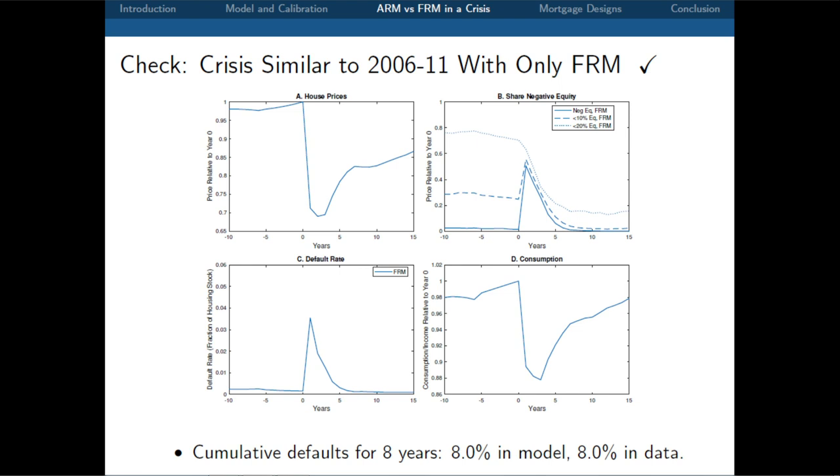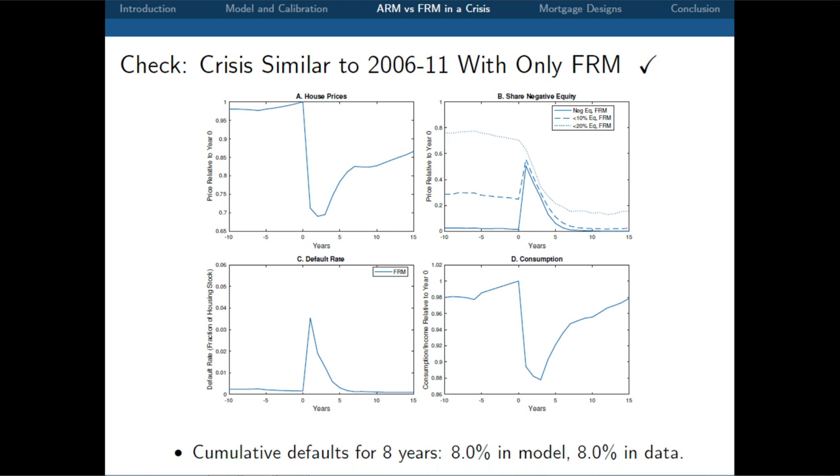All right, so first of all, this is just a check. As I said, I'm going to simulate out the crisis with a tightening LTV constraint and a reduction in income. I'm plotting here home prices. Year zero is the crisis, and this is in terms of years, so home prices fall and then go back up. If you look at this fall, about a 30% fall is about what happened in the crisis. This is the share of households with negative equity.